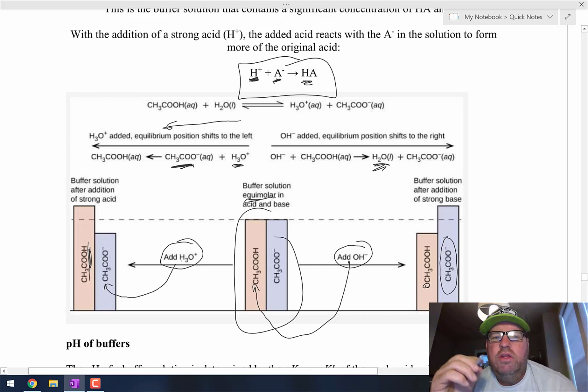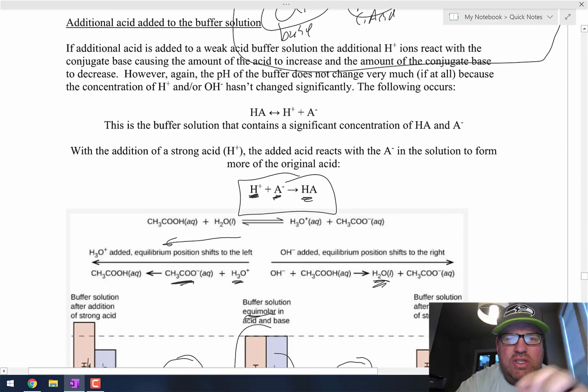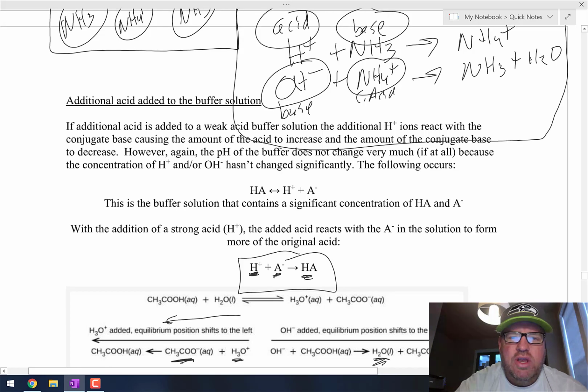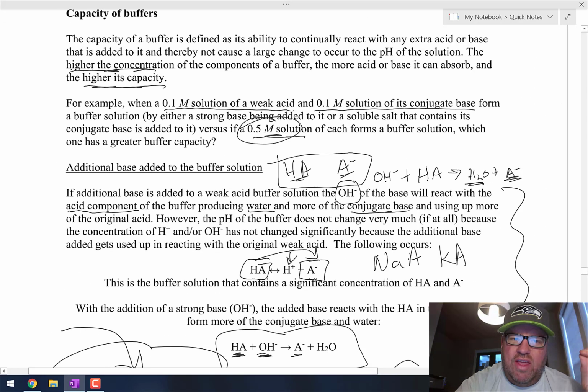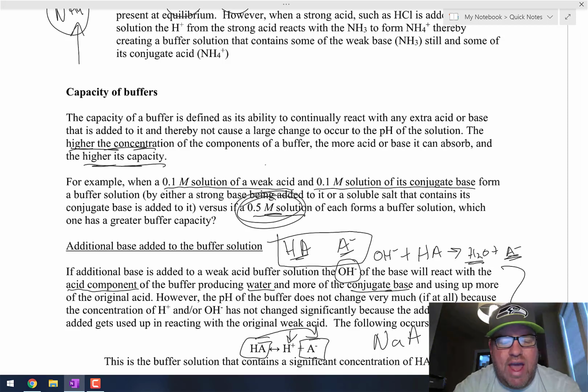Okay, so really important there is knowing what are the reactions that happen when you add some acid or some base to a buffer solution, and why does that pH not change? And then understanding the idea of buffer capacity: the higher the concentration of those acids and conjugate bases, or bases and conjugate acids, that's what's going to determine how much acid or base you can add without the pH changing dramatically.